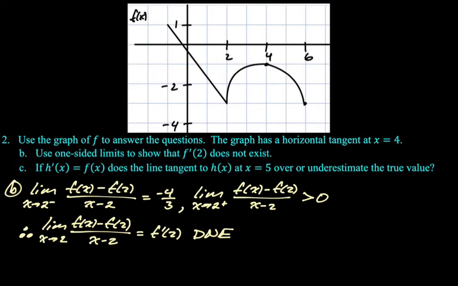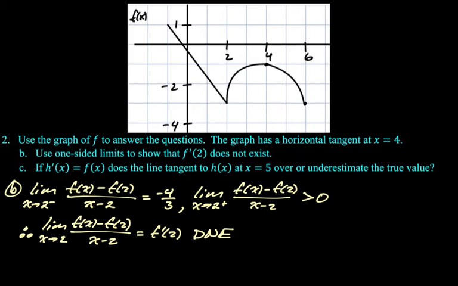All right, for part C, if h prime of x is f of x, so h prime is f of x, does the line tangent to h of x at 5 over or underestimate the true value? So this is going to come down to basically concavity, right? When you're talking about tangent lines and over or underestimates, you're talking concavity. If you're talking concavity, you want to talk about the second derivative being positive or negative, or if you have the first derivative, you want the first derivative to be increasing or decreasing.